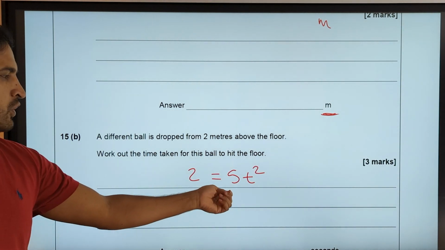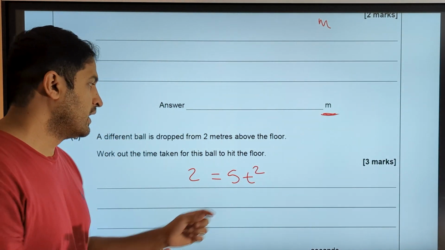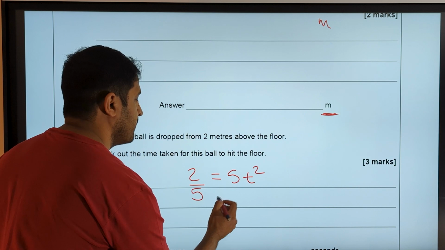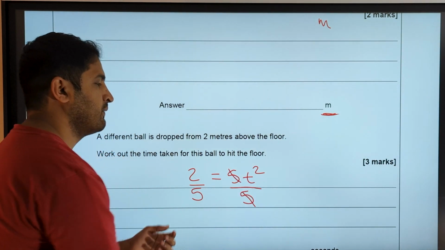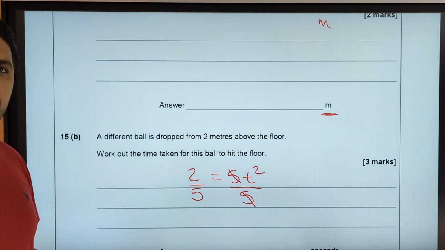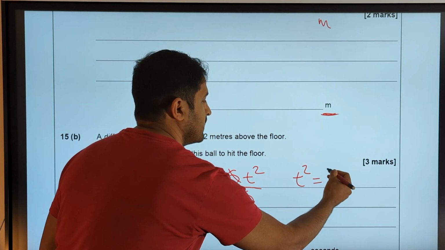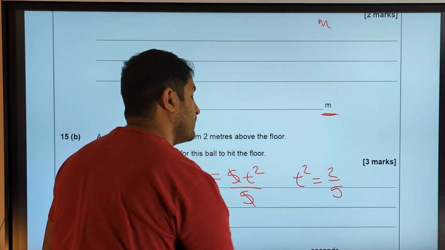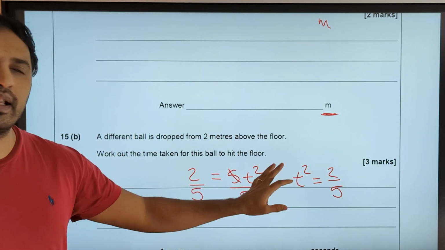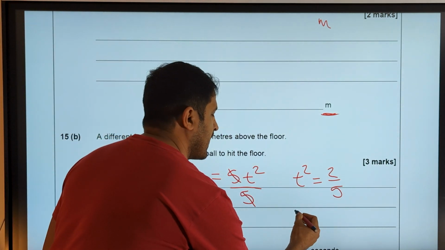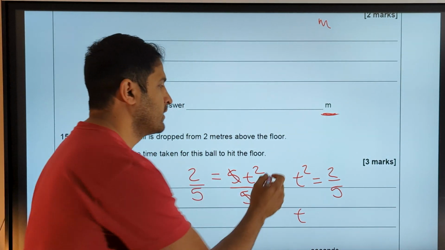What we're going to do is divide both sides by 5, because we need to rearrange it for t. Divide both sides by 5: 5 divided by 5 gives you 1, so you're left with just t squared. On the other side you get 2/5. T squared is equal to 2/5, which in fact is 0.4. You can put it in the calculator but leave it as t squared. Then to work out t, I need to get rid of the square. How do I get rid of the square? Square root both sides.